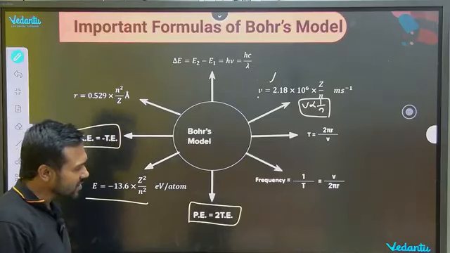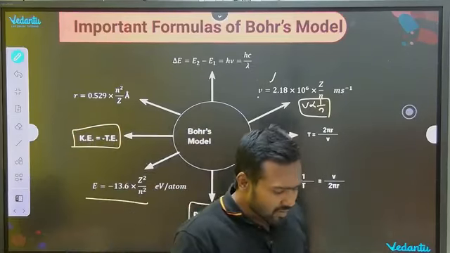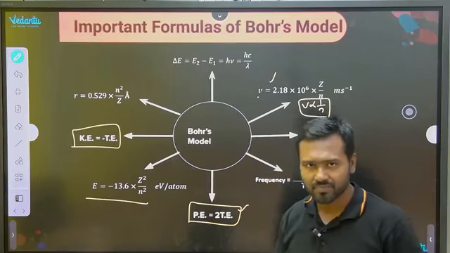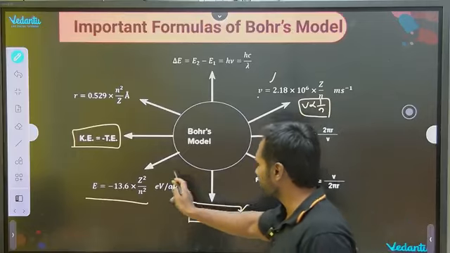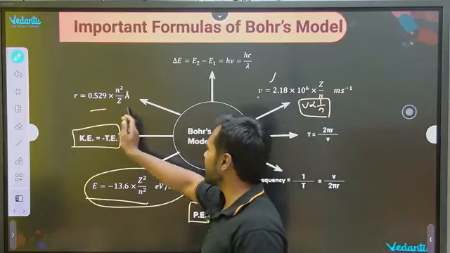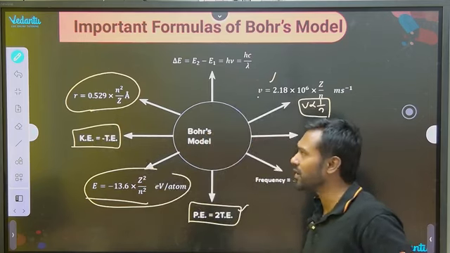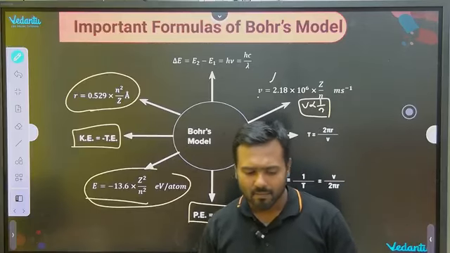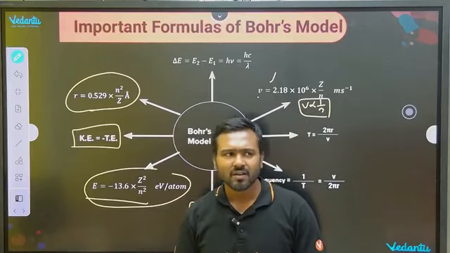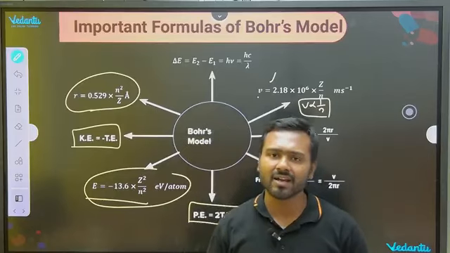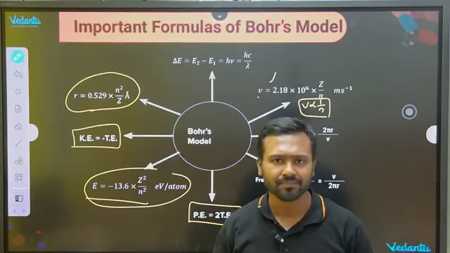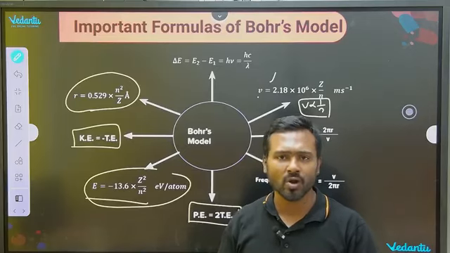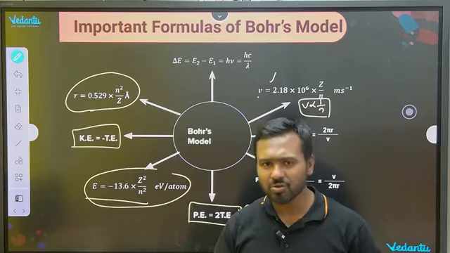Right? So in this topic, majorly they are going to ask potential energy, total energy and kinetic energy ratios. And also energy calculations and radius calculations, that is r is equal to 0.529 into n square by Z. So let's take one question here. What is the ratio of the radius of the first orbit to the second orbit, or the second orbit to the third orbit, of the hydrogen atom? You have to learn the ratios. Like that, the questions they can ask.